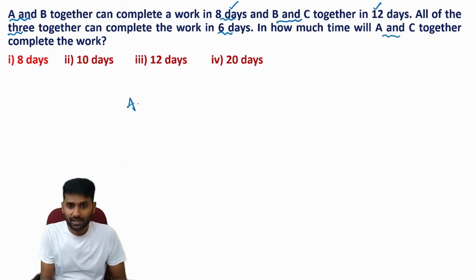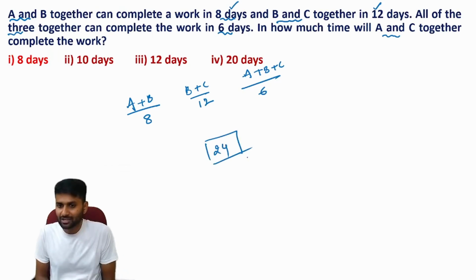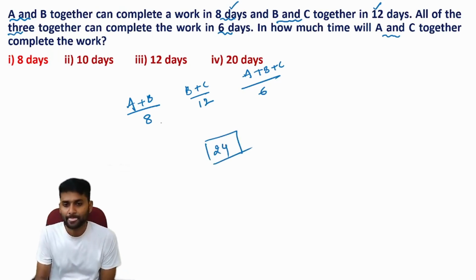Now see, we are assigning AB together, they will complete it in 8 days. BC together in 12 days. ABC, they will complete it in 6 days. Here the total work, the LCM of 8, 12, 6, is 24 units. 24 units of work completed by AB together in 8 days, here efficiency is 3 units.